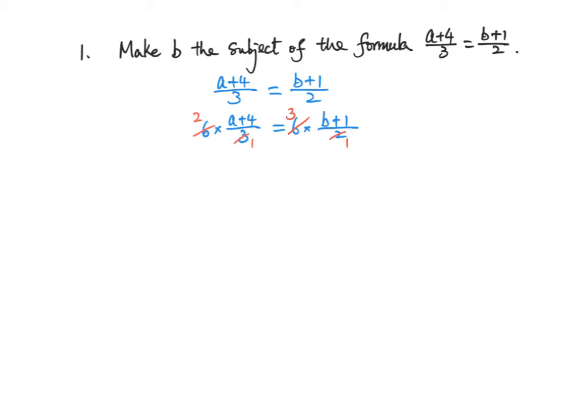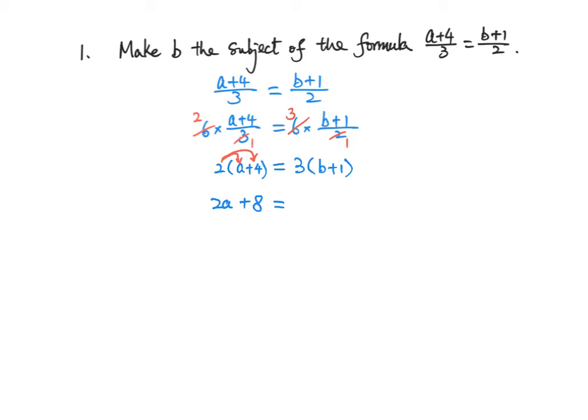So on the left hand side, we have 2 times A plus 4. And on the right hand side, we have 3 times B plus 1. Now after removing all the denominators, there are brackets. So next step, we need to remove the brackets by expansion, by the rainbow method. Left hand side, 2 times A, we get 2A. 2 times positive 4, we get positive 8.